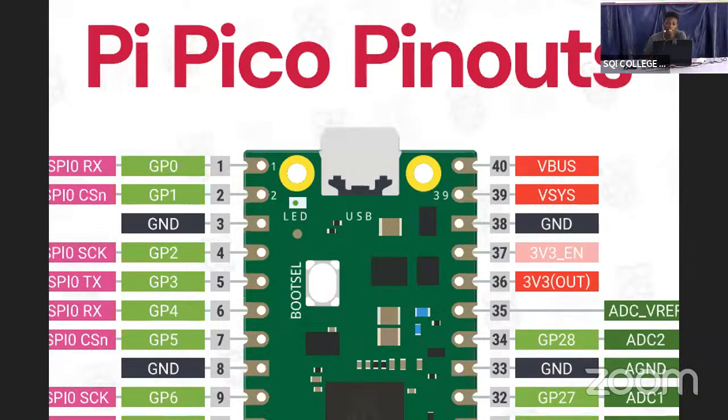Now, another pin that is very, very important is your ground pin. GND, that is your ground pin. That is like your negative. Where your voltage is positive, your ground is negative.